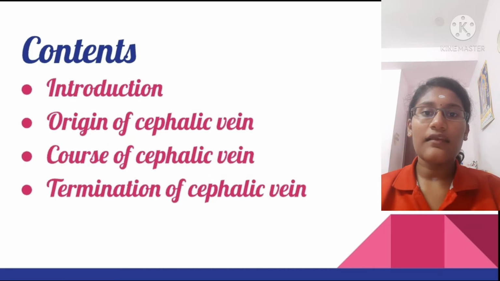The cephalic vein is the preaxial vein of the upper limb. Why is it called the preaxial vein? Because the cephalic vein supplies the first digit of the upper limb. That's why it's called the preaxial vein. And also the cephalic vein is similar to the great saphenous vein of the lower limb.